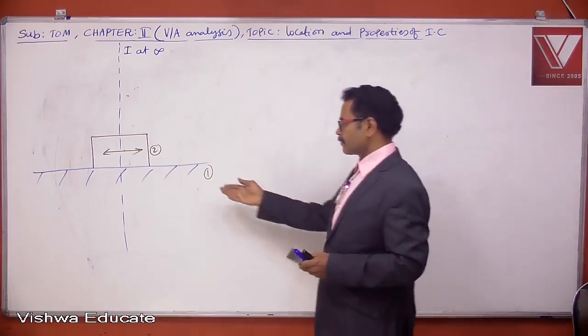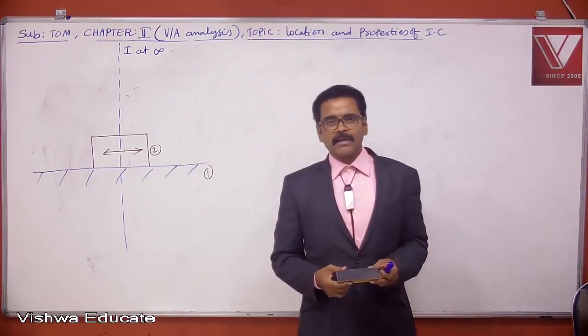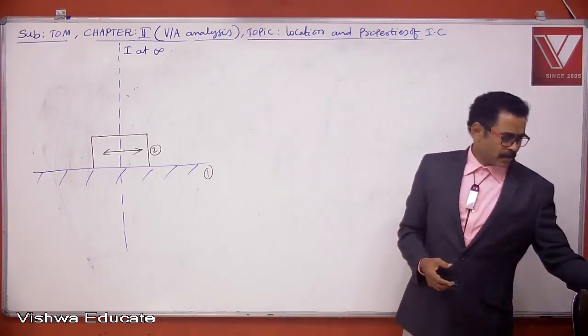So copy this also, right? In mechanisms, many sliding pairs would be there. Wherever a sliding pair is there, their common IC lies at infinity, right?